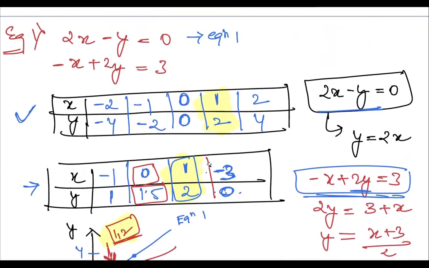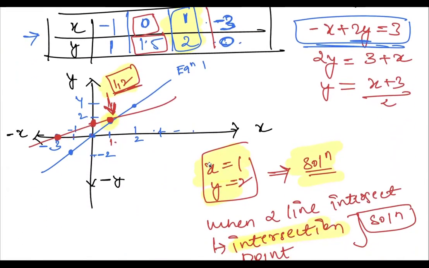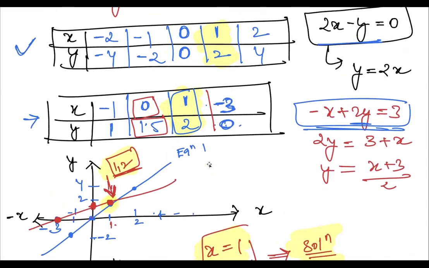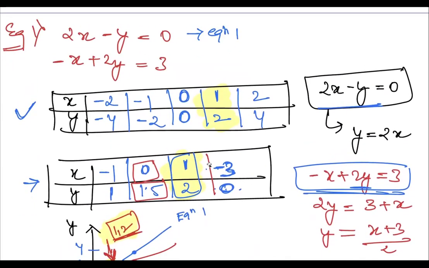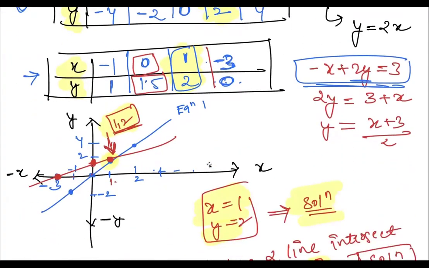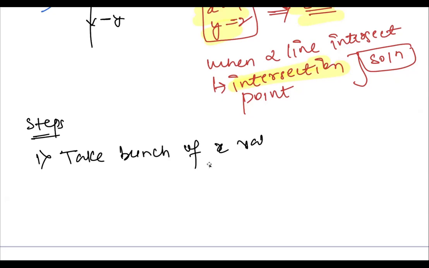To be very honest with you, no one uses the graphical method. But again, it's my responsibility, my duty, to at least tell you what this method is. What you have to do is take a bunch of values of x and y and then draw the lines and see where they intersect. I'll write the steps. The first step is to take a bunch of x values and calculate the y value, for both equation 1 and 2.